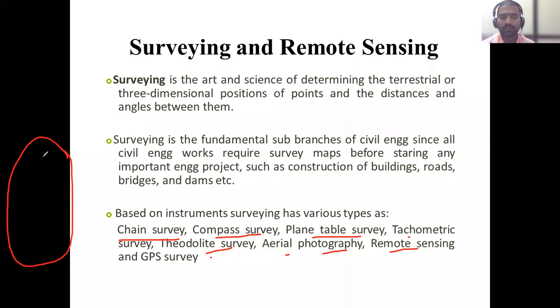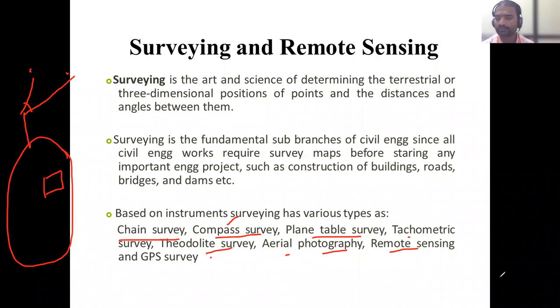Now here is a direction, here is a point, and here is another point. So I am standing here, I want to measure the angle between these 2 points. Okay, this angle is measured with the help of a compass. Then there is a plane table. If you want to draw this diagram on the plane table, that is called plane table surveying.